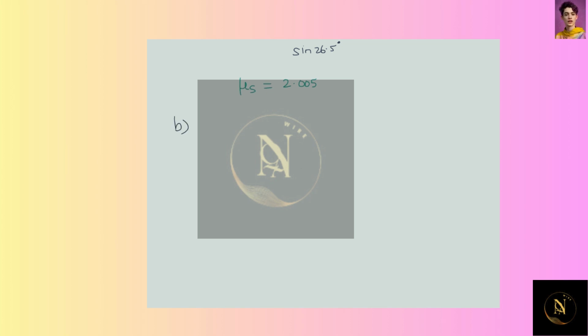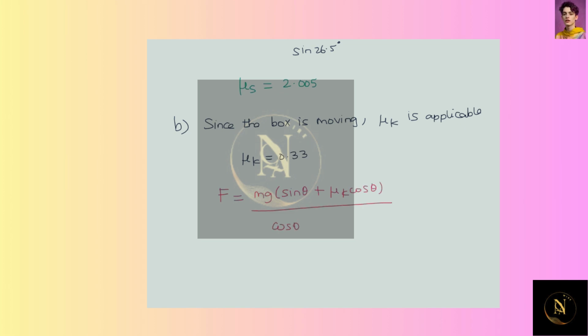For part B of the question, since the box is moving, mu k is applicable. The value of mu k is given as 0.33. So the equation becomes F is equal to mg into (sin theta plus mu k cos theta) divided by (cos theta minus mu k sin theta).